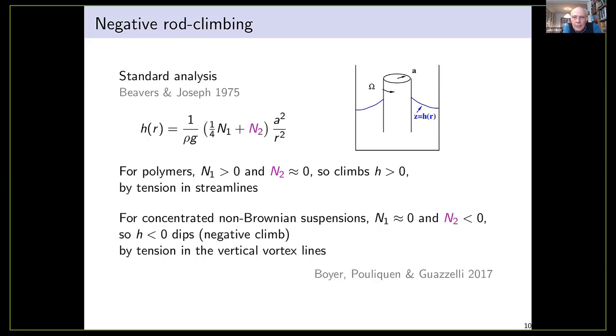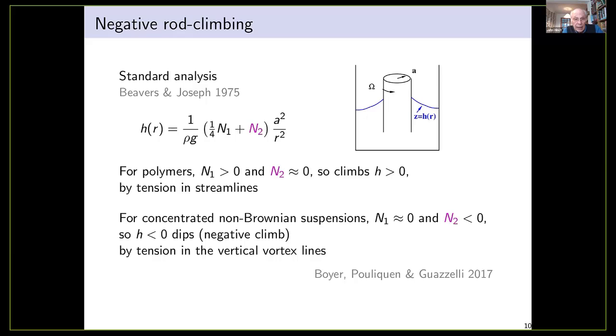Rod climbing. Now, that rod climbing, there's an analysis by Dan Joseph that gives an expression for how the free surface is deformed if we ignore surface tension effects. And it depends not on just the N1 that I gave an explanation for, but it depends also on N2. But of course, in the polymeric world, N2 wasn't there, so no one noticed that.